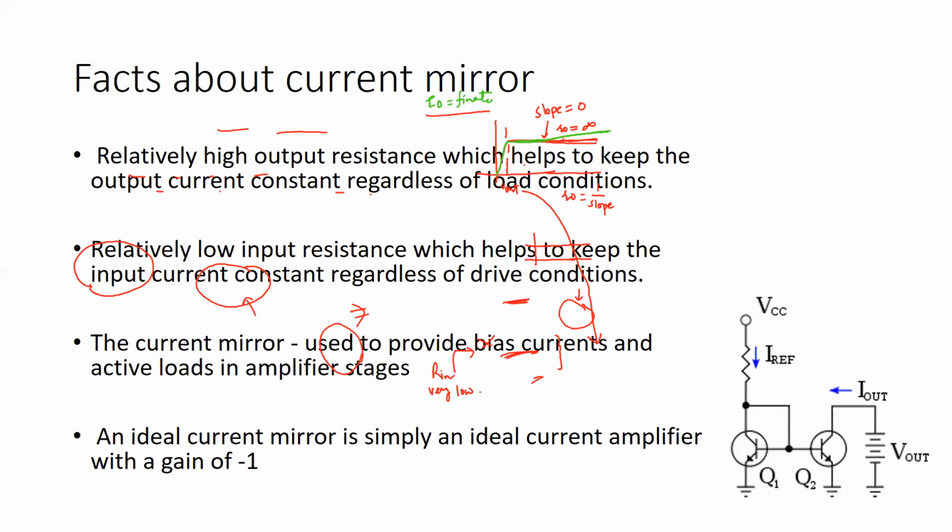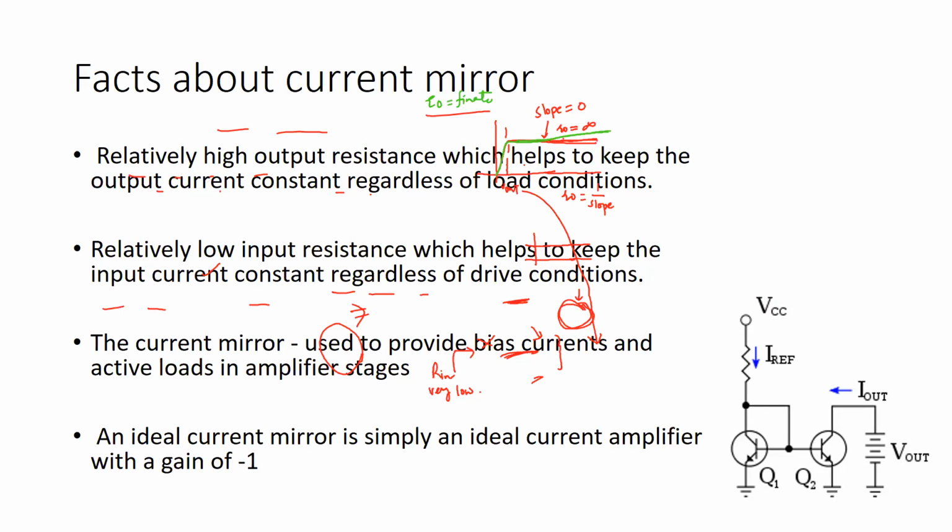The third point we can look at when we discuss the facts about the current mirror is that it is used to provide the bias currents and active loads in amplifier stages. For example, in this circuit, you have this transistor and you want a current flowing through it. So this is the current source that works for this. In other words, you want the active loads in amplifiers.